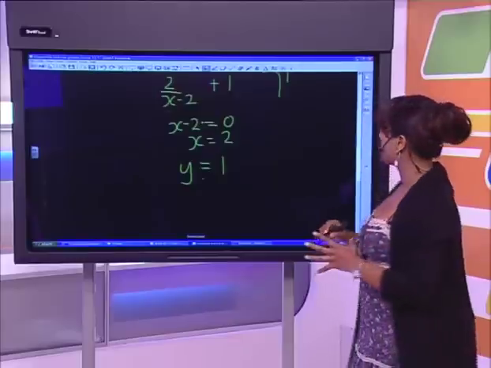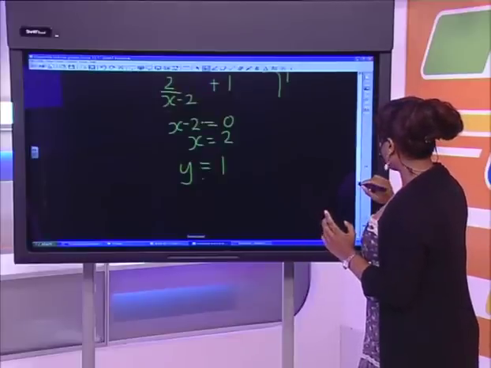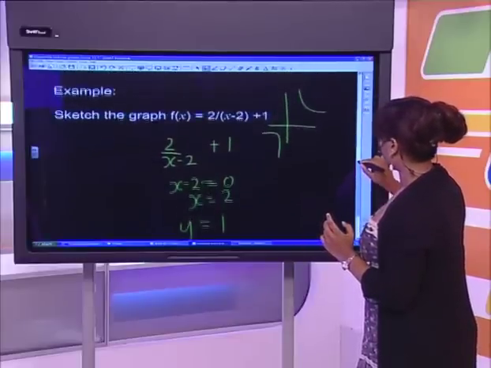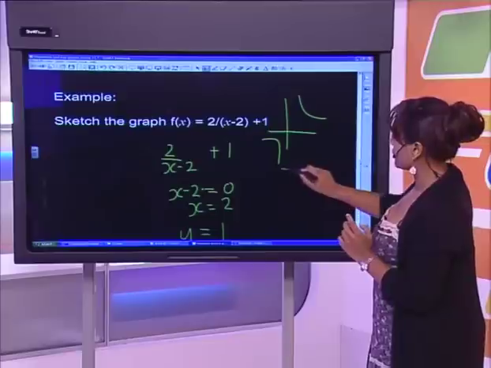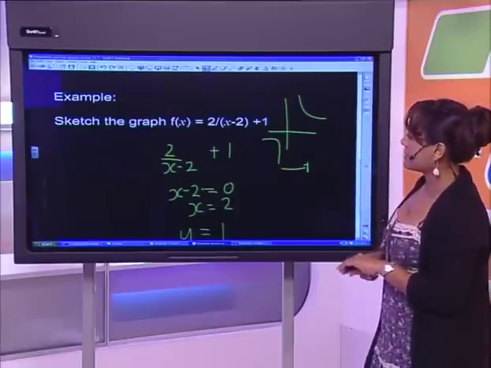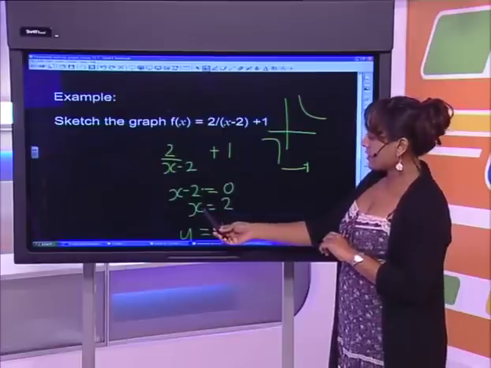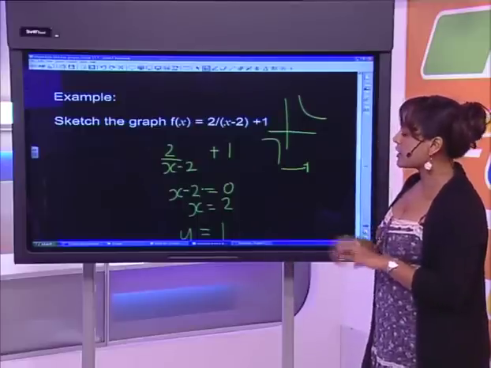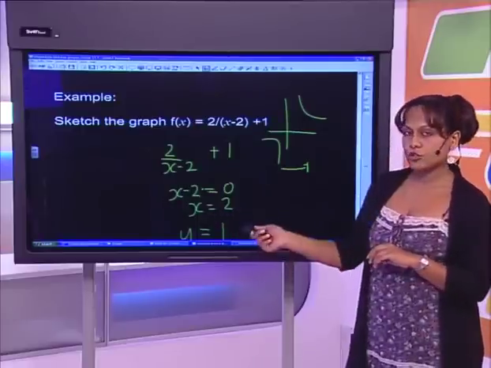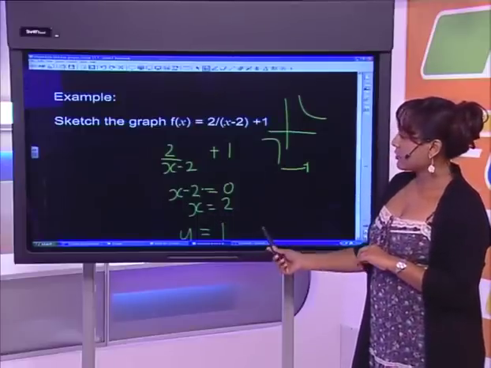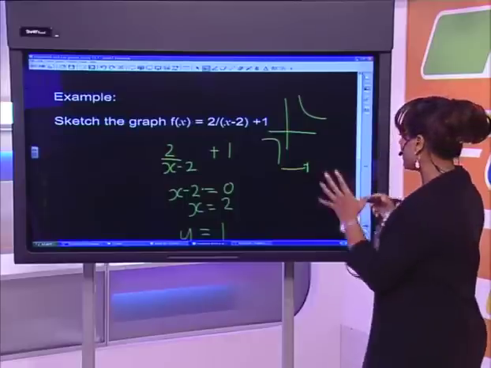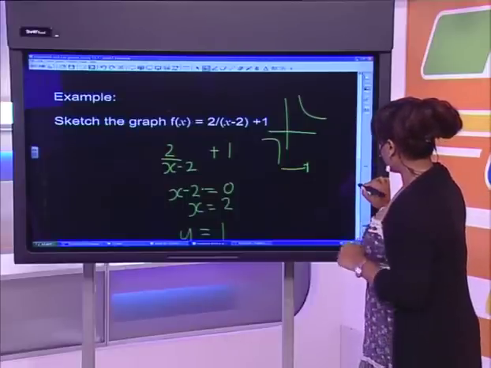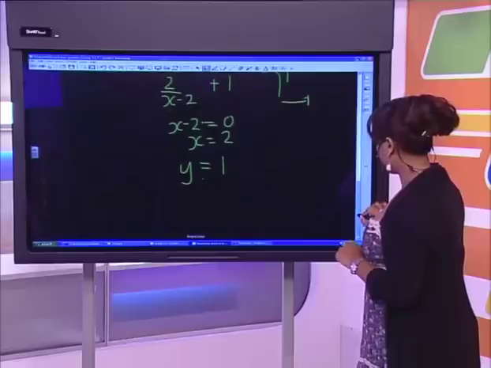So what have we determined so far? The positive a value tells me that I'm looking at a graph that's going to have this shape. I know that the x asymptote is going to be 2, and the y asymptote is going to be 1. So the vertical asymptote is at 2, and your horizontal asymptote is at 1. Remember, we still have to work out the x and y-intercepts, so let's do that.